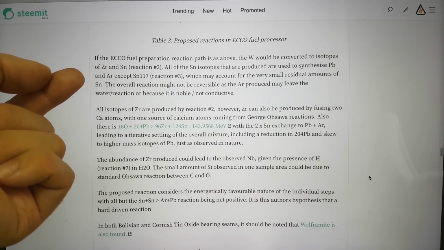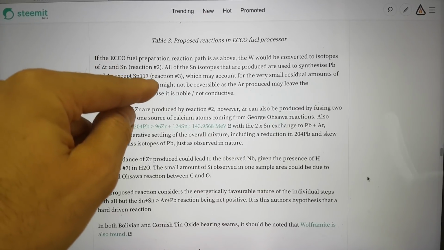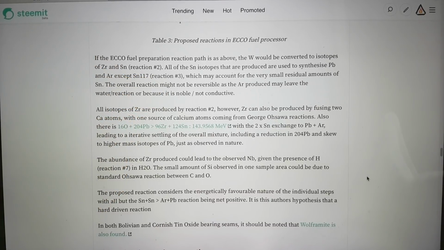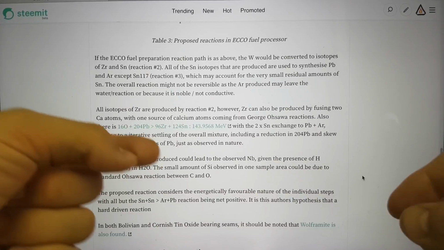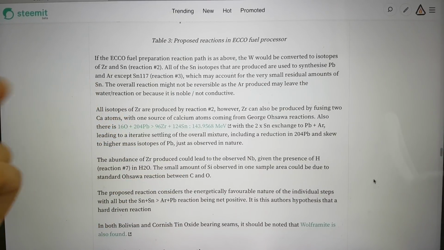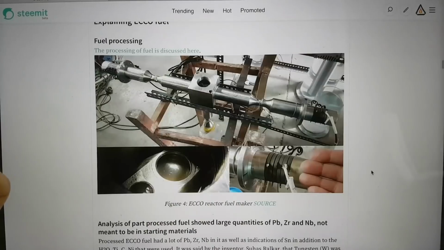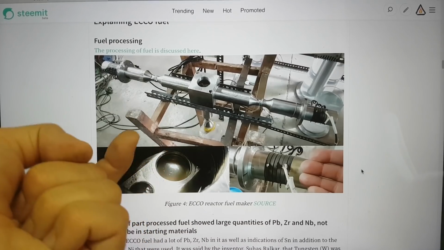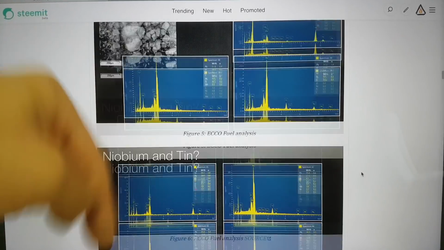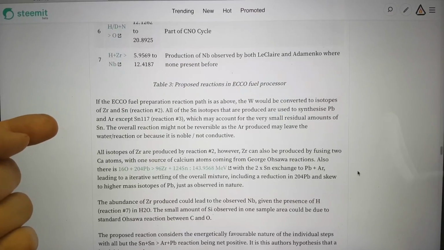All of the tin isotopes that are produced are used to synthesize lead and argon, except 117, and that might account for the small residual amounts of tin. The overall reaction might not be reversible, as the argon produced might leave the water reaction, or because it is noble, not conductive. So what I'm suggesting is that the reaction's going on in here, but it's off-gassing the argon that's produced, so it can't go back, and so you get kind of like a build-up of lead.